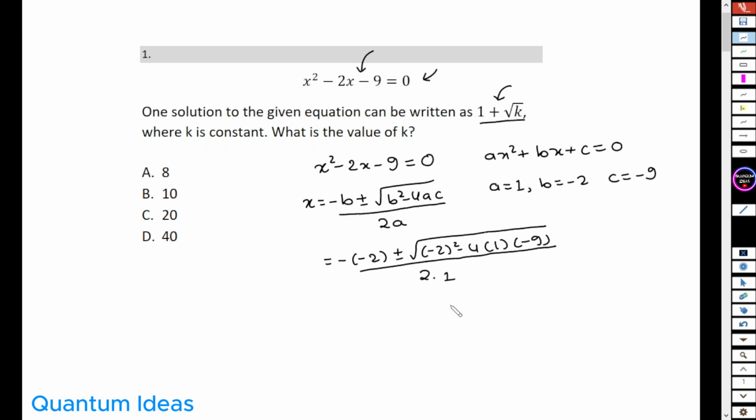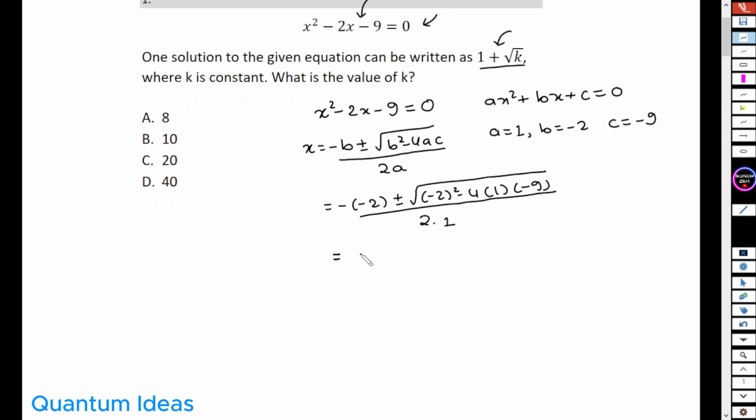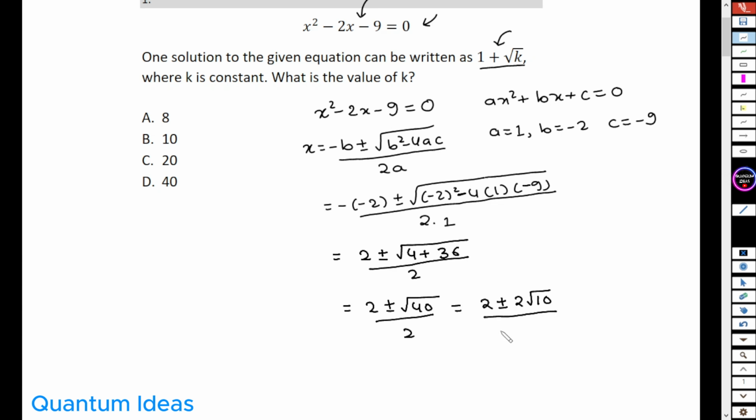Okay, let's simplify it further. So this is plus 2, right? Minus minus is plus. Plus minus root over 2 square is 4, and this minus and this minus become plus, so 9 times 4 is 36, and divided over 2. So this equals 2 plus minus root over 40, over 2. Root 40 you can write as 2 root 10. You can factorize and find out the value of the square root of 40; that will come out as 2 root 10. Okay, so divided by 2.